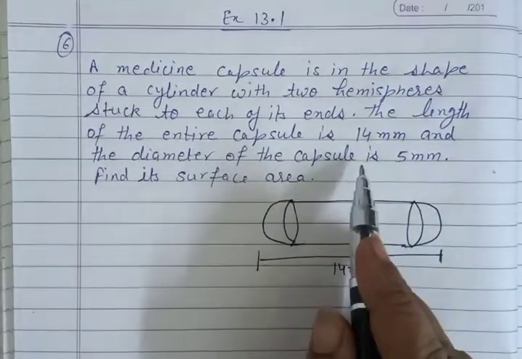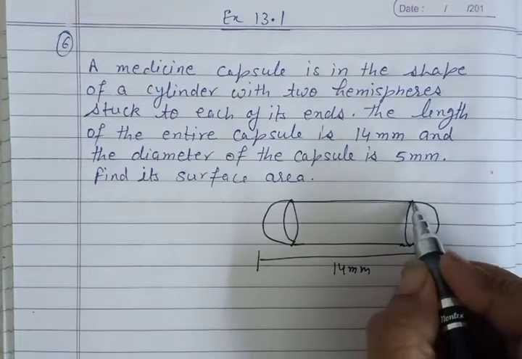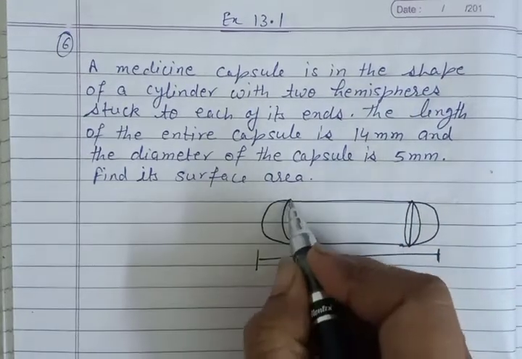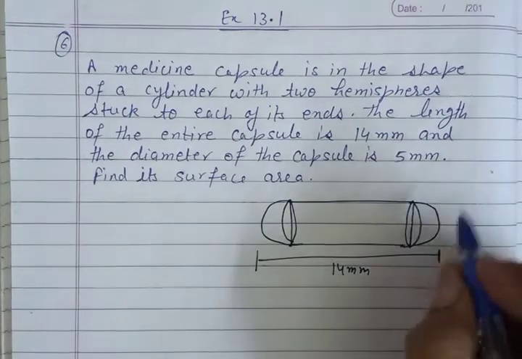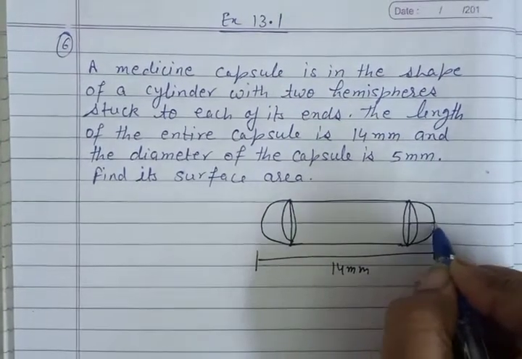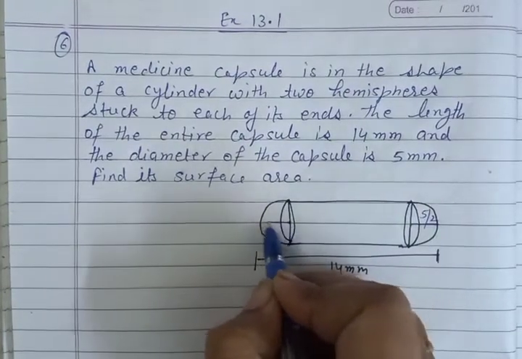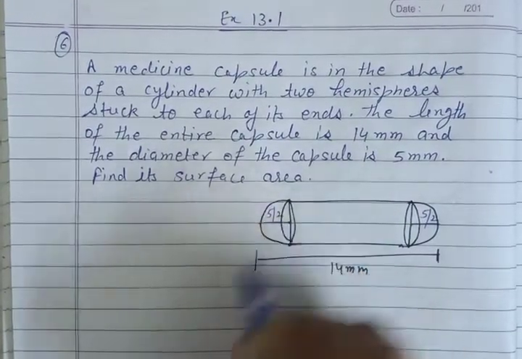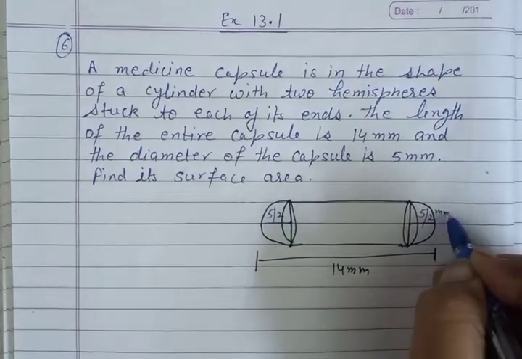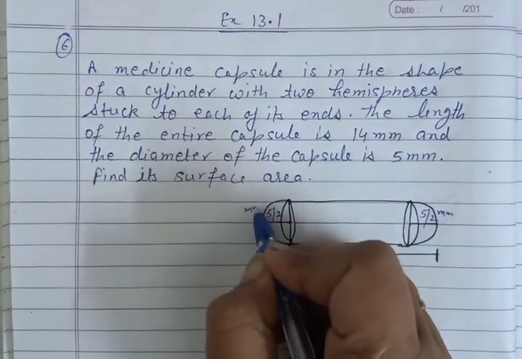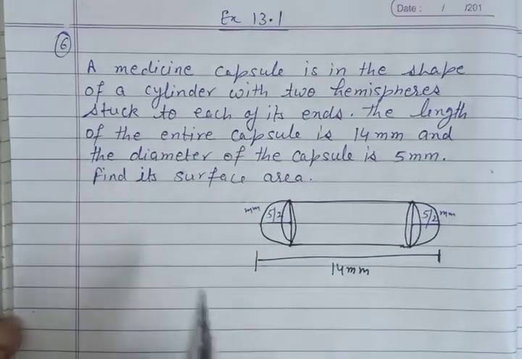And the diameter of the capsule is 5 millimeters. Diameter means this thing is 5, this is also 5. Or we can say that the radius on this side is 5 by 2, and this radius also is 5 by 2 millimeters, because if the diameter is 5, the radius will be 5 by 2. We need to find out the surface area.